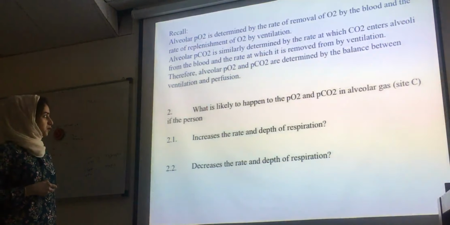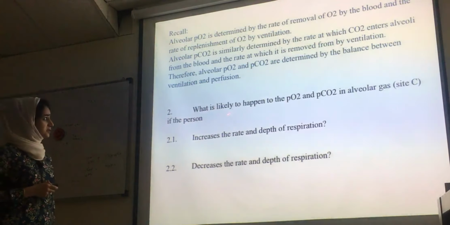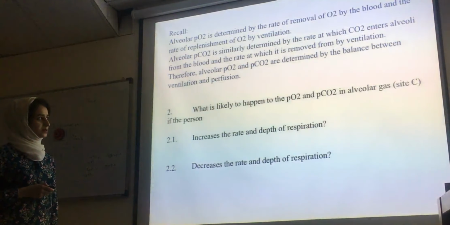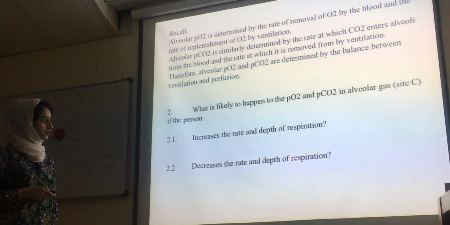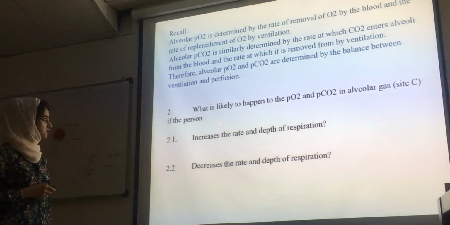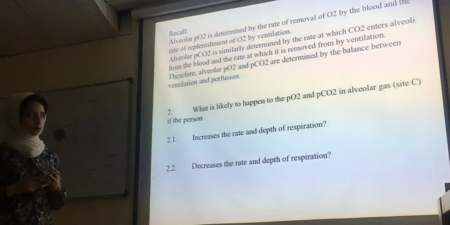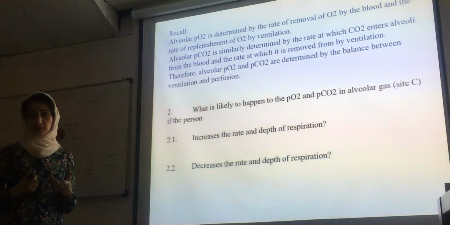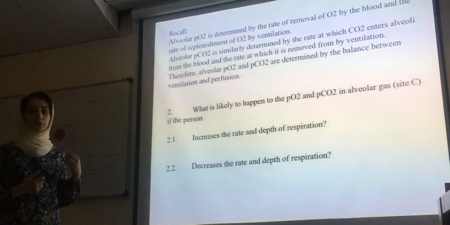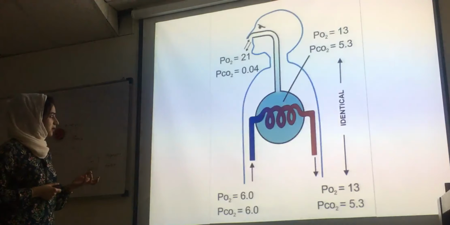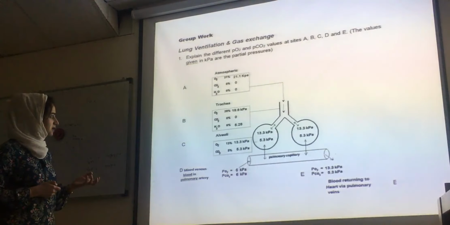We come to another question, which says, what is likely to happen to the PO2 and PCO2 in alveolar gas if the person does one of these things? What is likely to happen to PO2 and PCO2 inside C? When it says inside C, it means the alveolar gas. We can look and see that site C is alveolar.